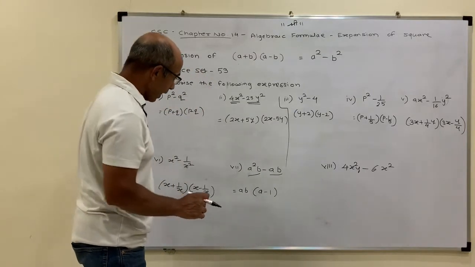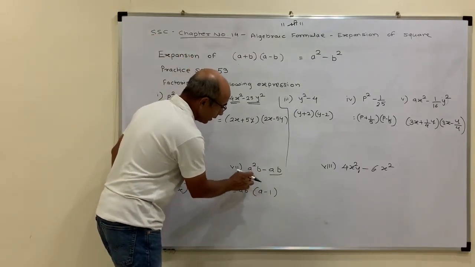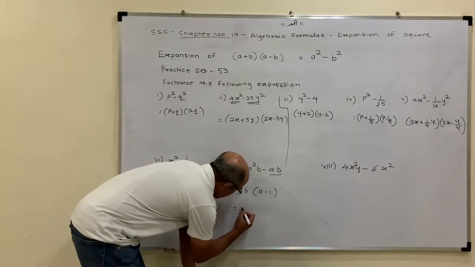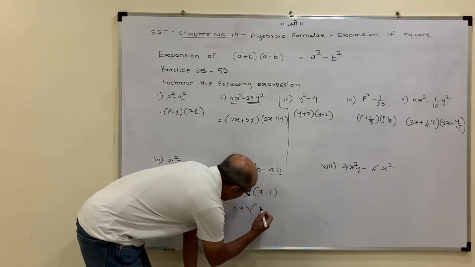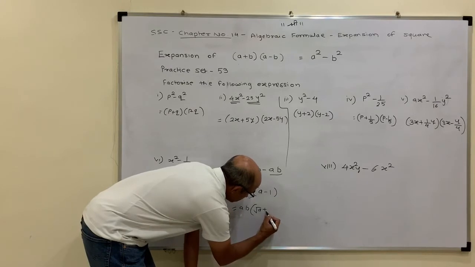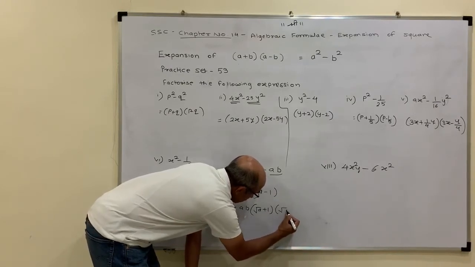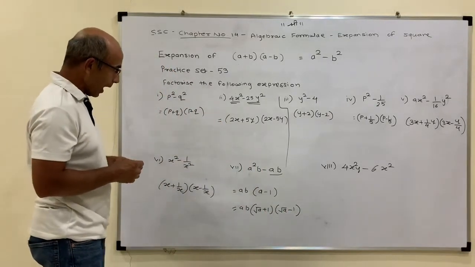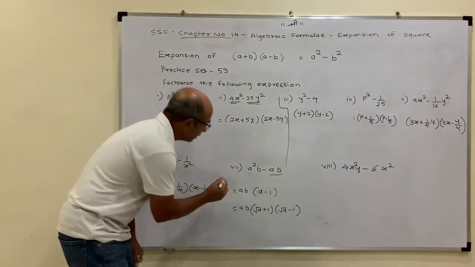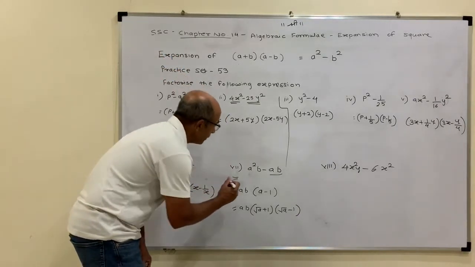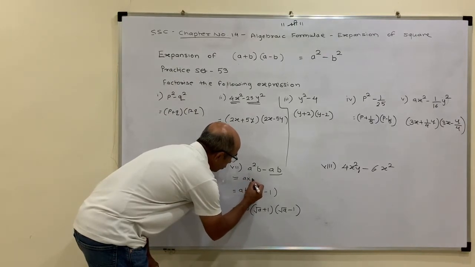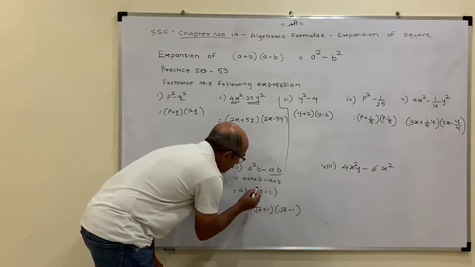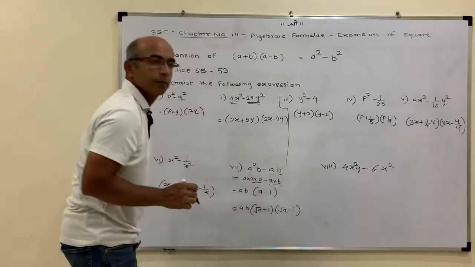Now I have an option, because if I take ab, it will be ab either way. So now my answer will be ab into, applying the formula, root a plus 1 into square root a minus 1. You need to pay attention. Let me rewrite the intermediate step. a square b is a into a into b, and this is a into b. So I have taken this ab common.